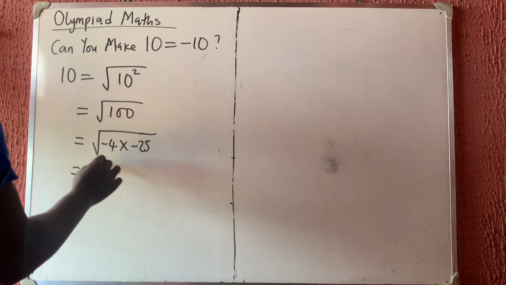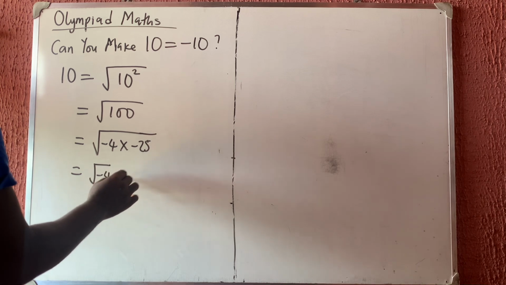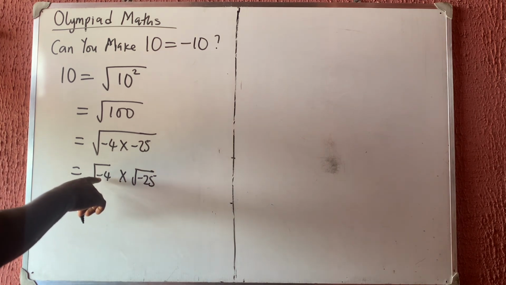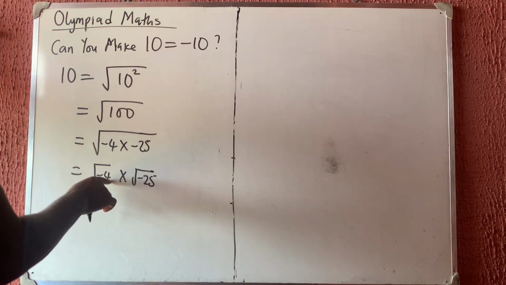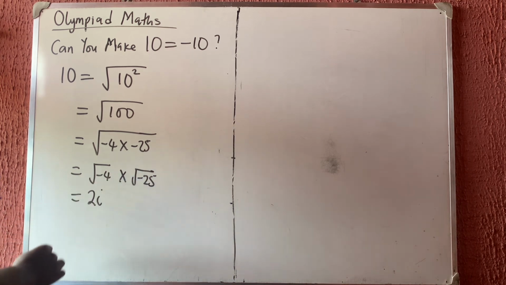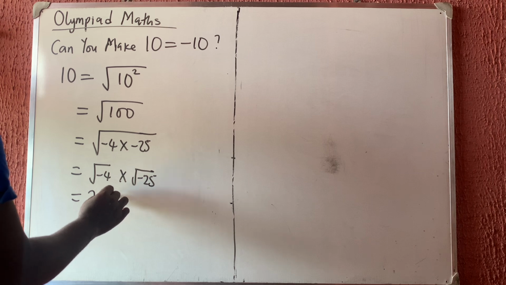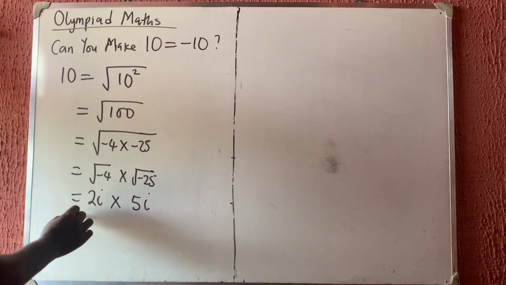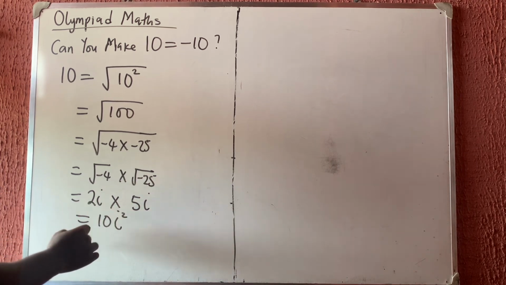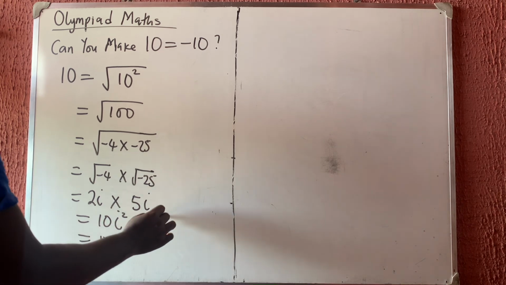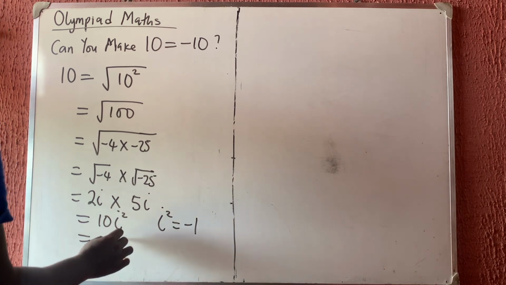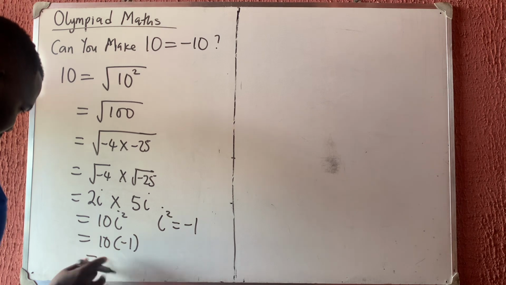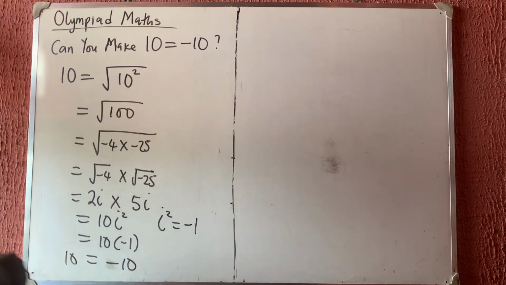Now, can I split this to be the square root of minus 4 times the square root of minus 25? Okay, so this is now, don't forget that the square root of a negative number is i, and the square root of 4 is 2. So this is giving me 2i, times this one giving me 5i. Now if you multiply these two, you are going to have 10i squared, and don't forget that i squared means minus 1. So 10 times minus 1, which is giving me minus 10. You see, I've been able to turn 10 to be minus 10.